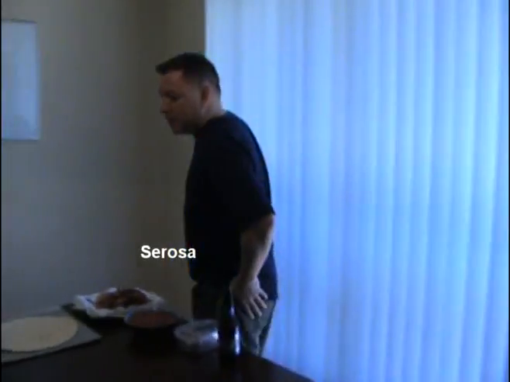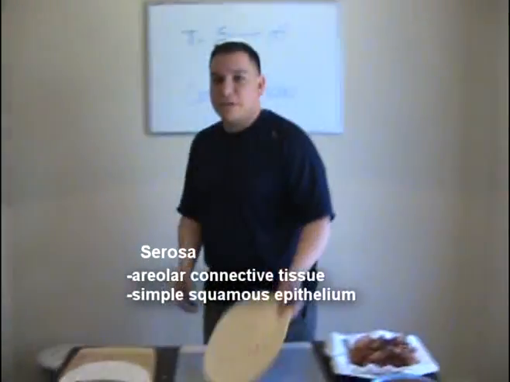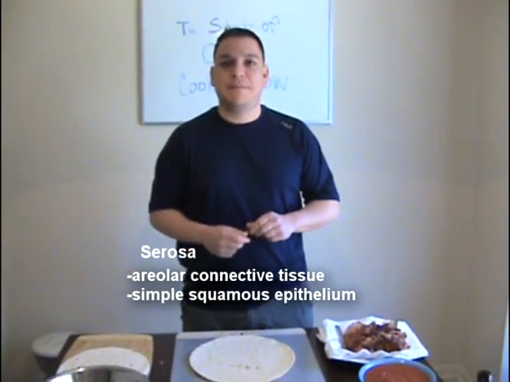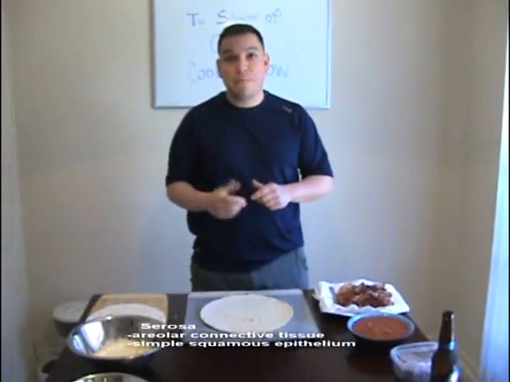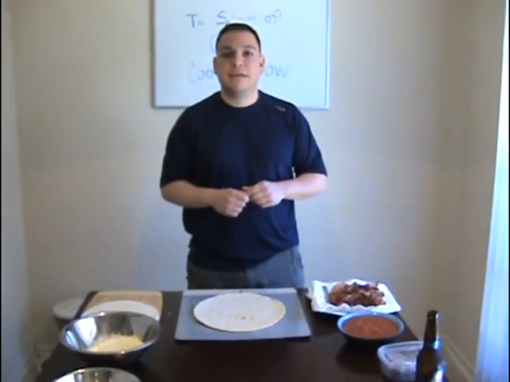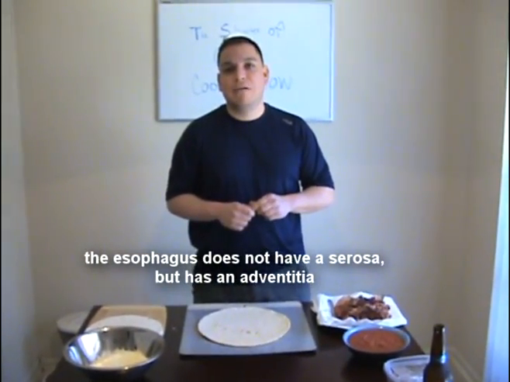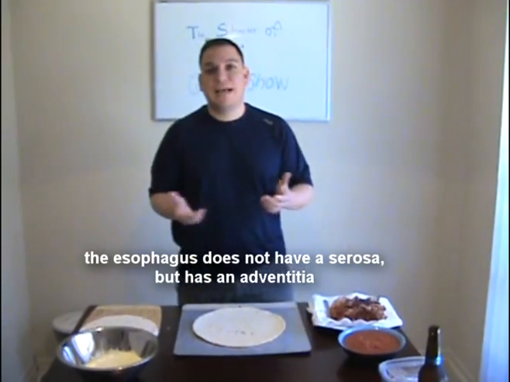So we'll be starting with the outermost layer of the GI tract, and that is the serosa. The serosa is actually made out of areolar connective tissue and also simple squamous epithelium. One important fact is that the esophagus doesn't have a serosa, it actually has an adventitia.